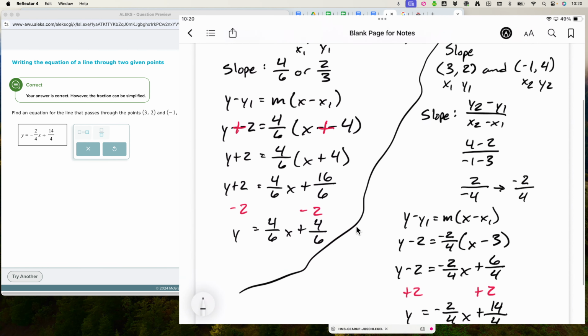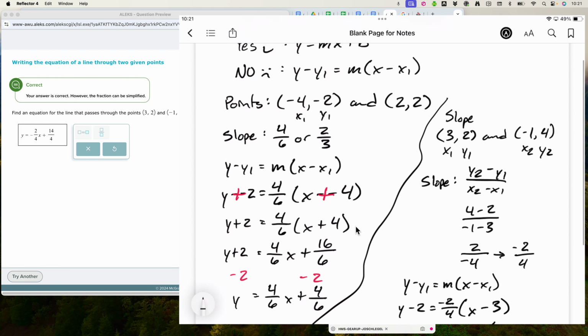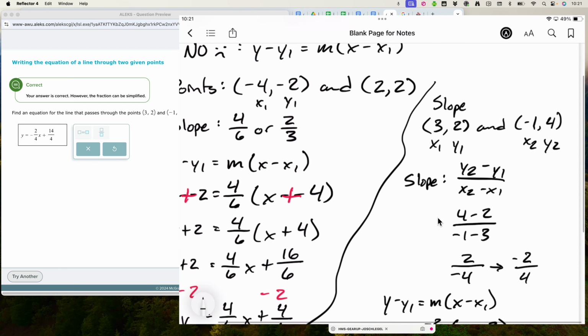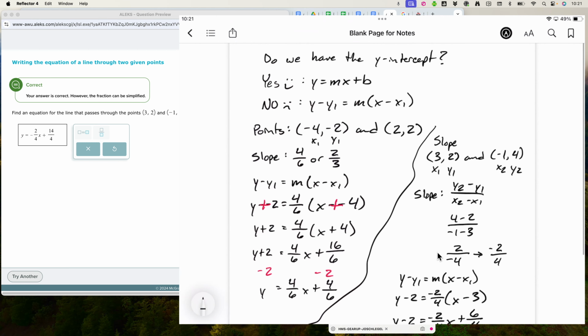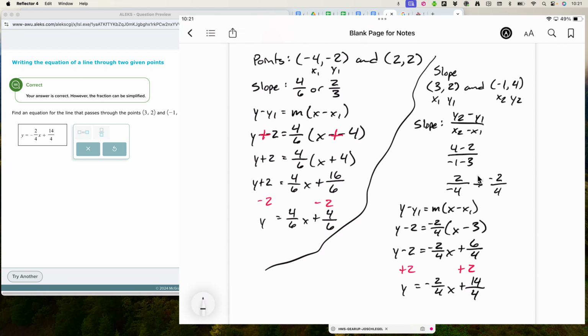So again, this first one that we did, we were given a graph, and we could just tell the slope from the graph. The second one we did, we were given 2 points. We had to first find the slope because we could not just count the slope simply from a graph. Then we select one of the points to be our x1, y1, point slope formula, and we're done.